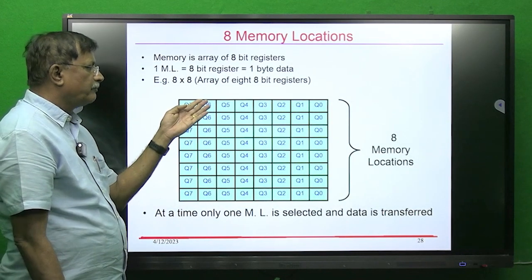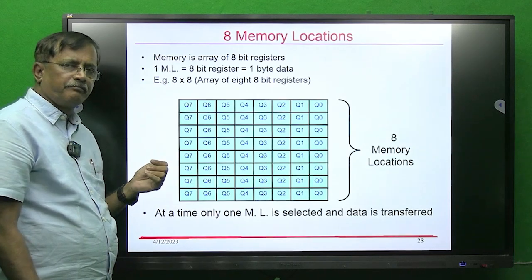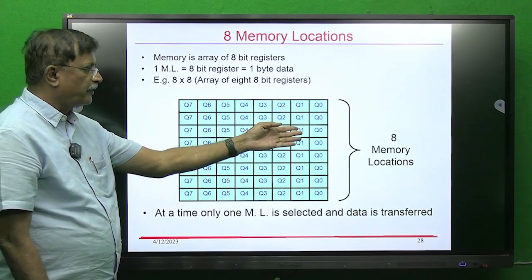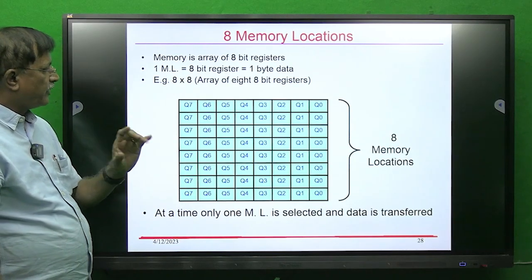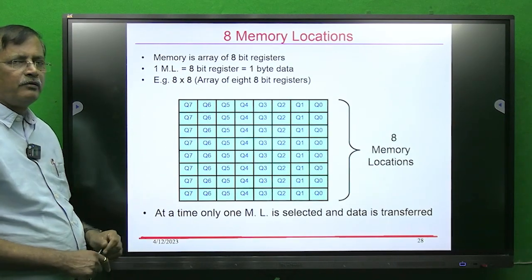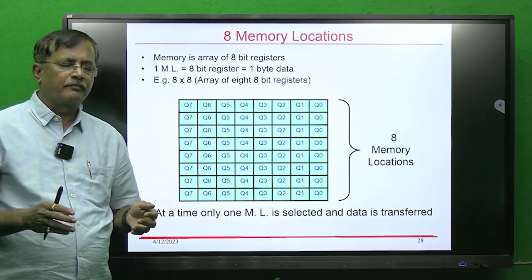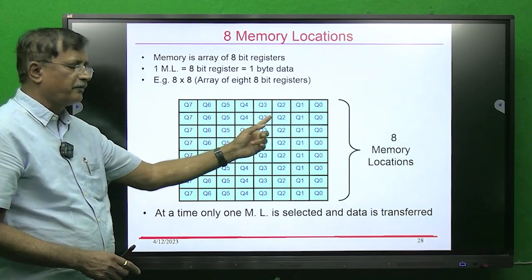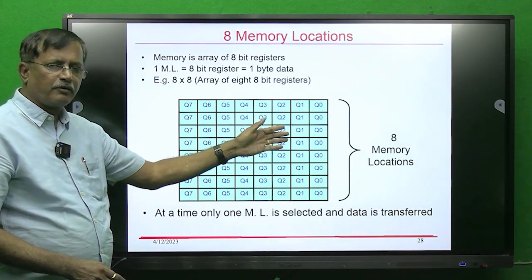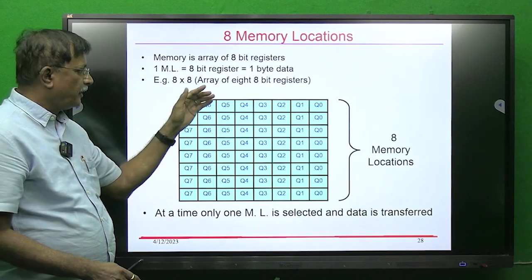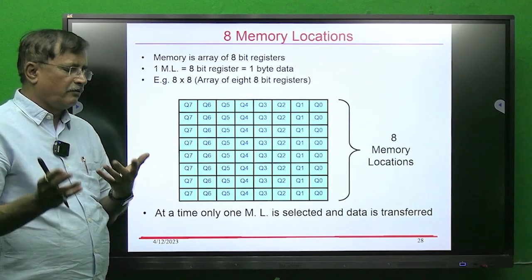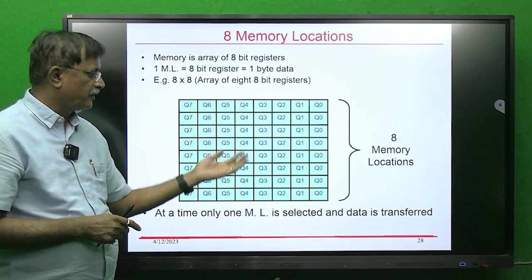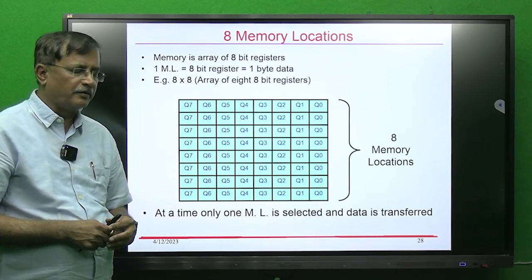Now you can have many locations in the memory. Let's take an example of 8 memory locations. There is a memory IC, and in the memory IC there are 8 memory locations. So you can store 8 bytes of data. In each location you can store 1 byte. And since there are 8 memory locations, you can store 8 bytes of data. This is just an example. You can have megabytes, mega locations, giga locations, and like that.